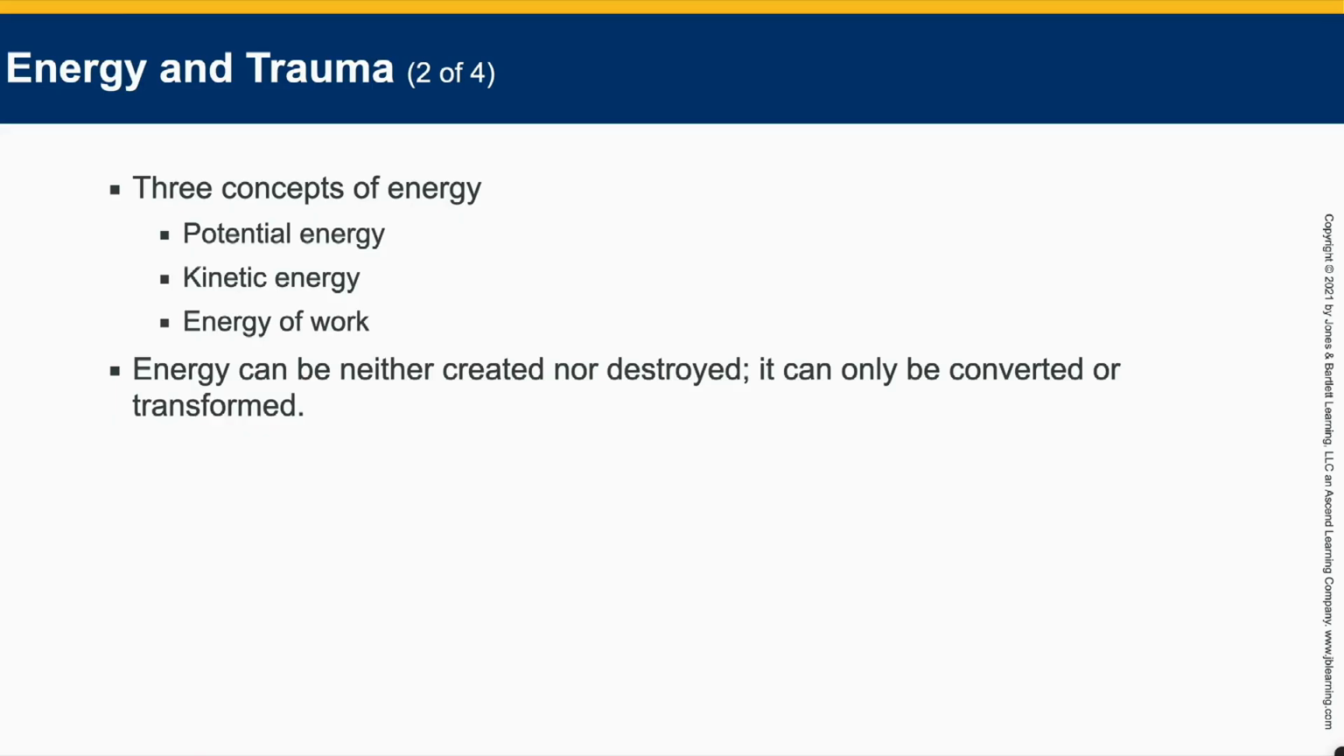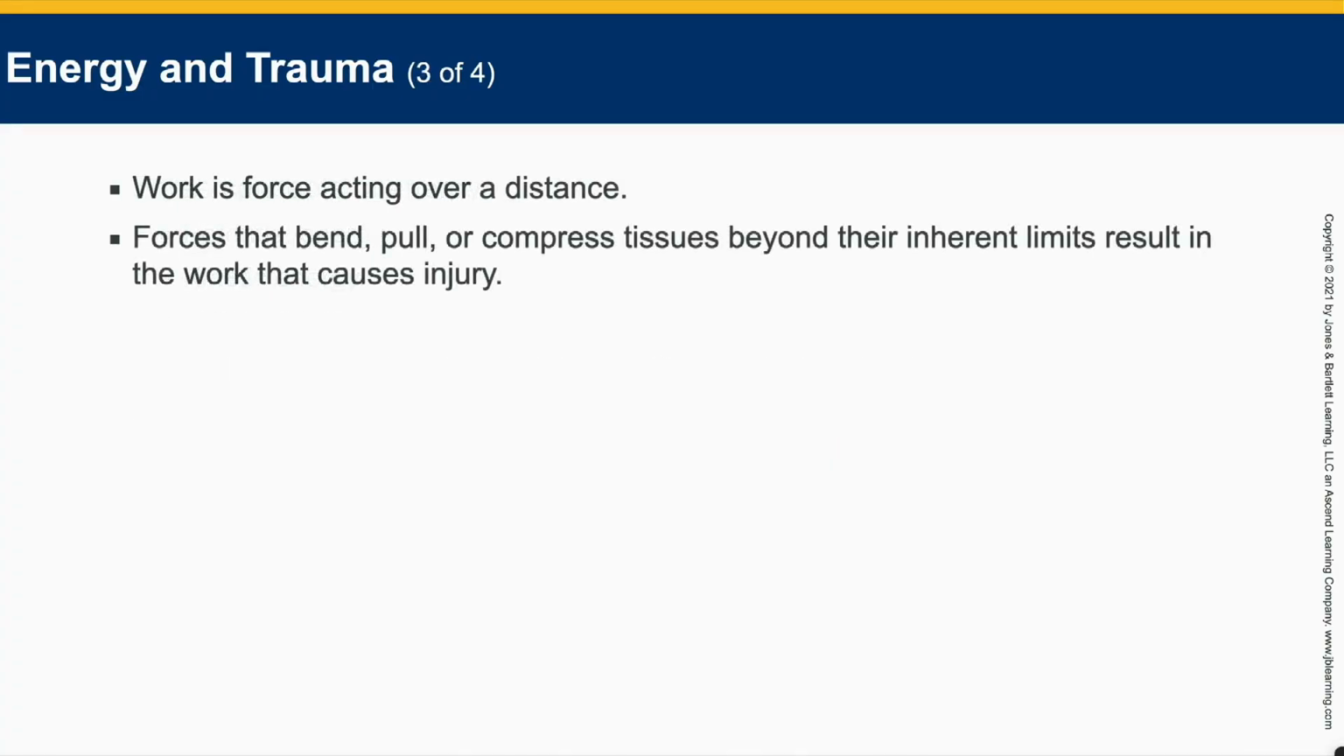And unfortunately, it often gets transferred into the body, causing injuries. Now let's break down the idea of work in relation to trauma. Work is simply force acting over a distance. So when a force is applied to the body, whether it's bending, pulling, or compressing tissues, that energy is doing work on the body. And when that force exceeds what the tissues can tolerate, that's when injury occurs. So again, it all comes back to energy transfer: how much force is applied, over what distance, and how the body absorbs that energy.